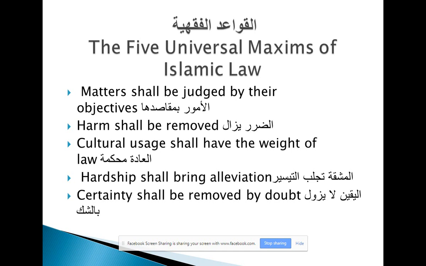Well, let me tell you one thing. Although culture has a lot of weight in defining a lot of things in fiqh, there are principles in Islamic law that we go back to.